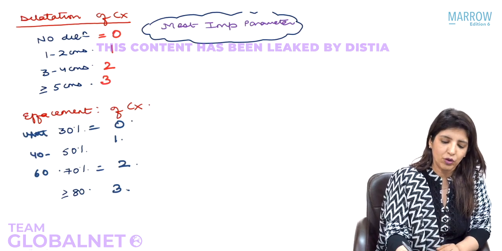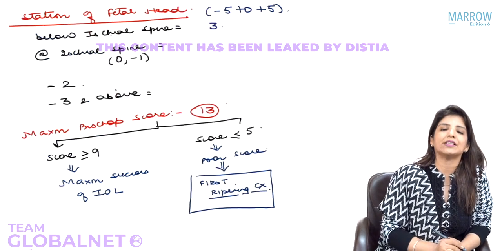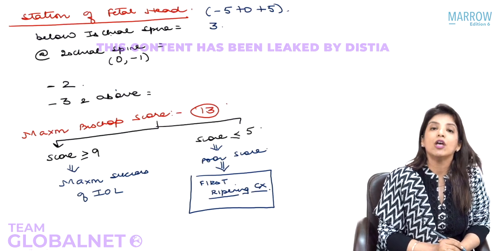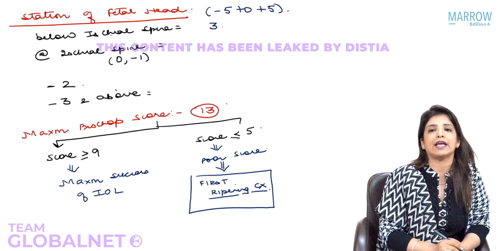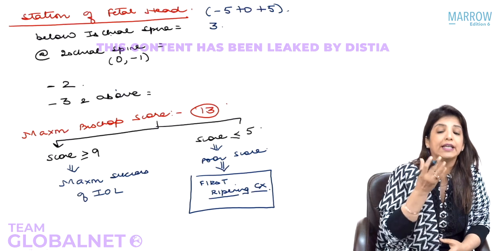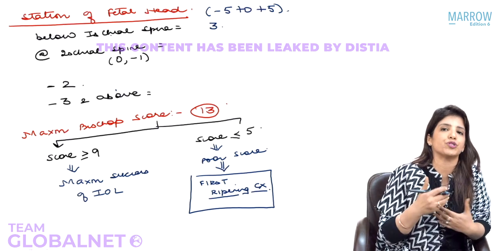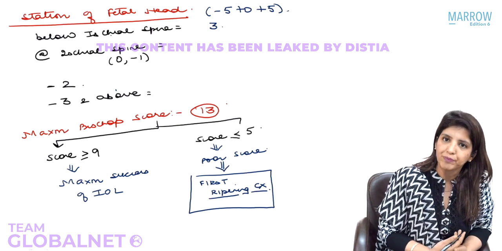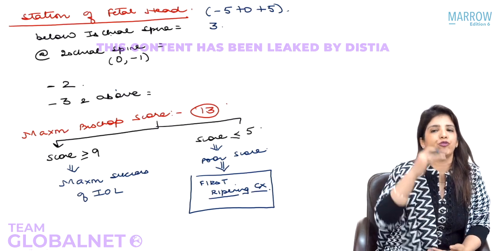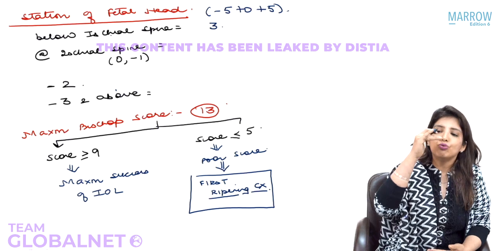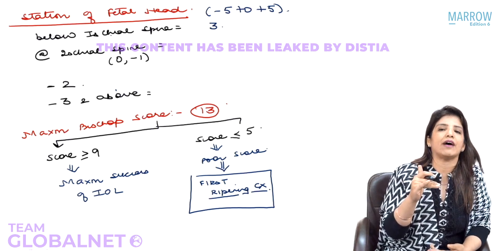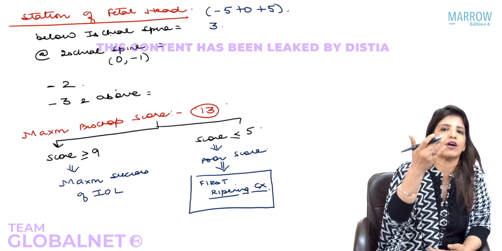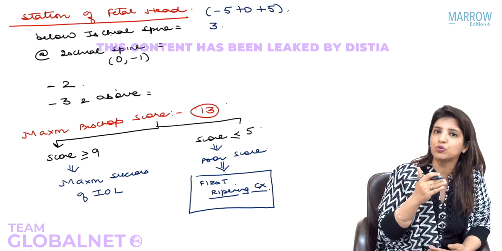The next thing we have to do is look at the station of the fetal head. All of you know what is the station of the fetal head? Station of the fetal head is the relationship of the leading point of the fetal head with respect to the ischial spine. And we know that from pelvic brim to the ischial spine, there is 5 centimeters, and that is why we have stations from -5 coming up till 0. Ischial spine is 0 station.